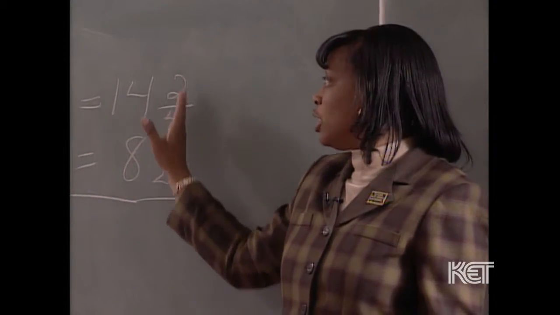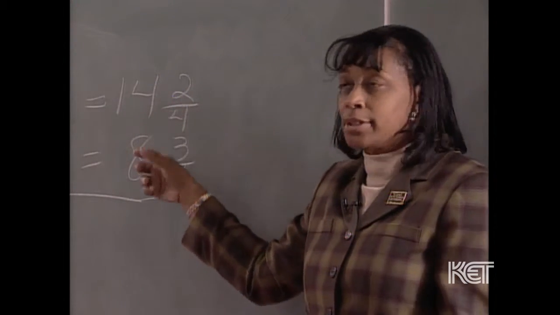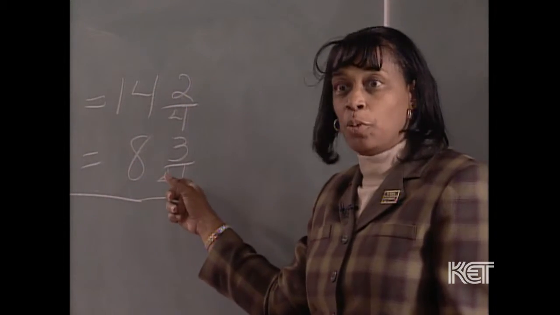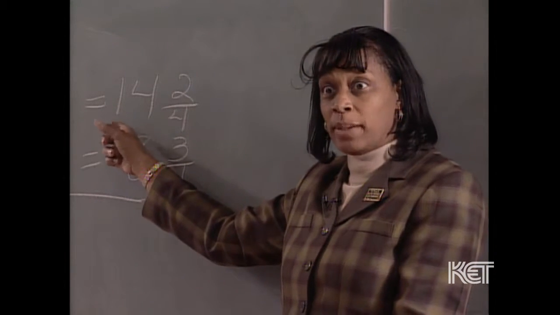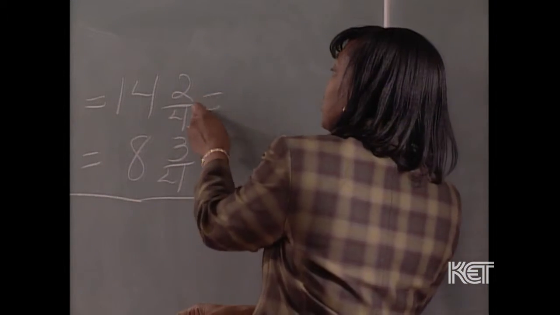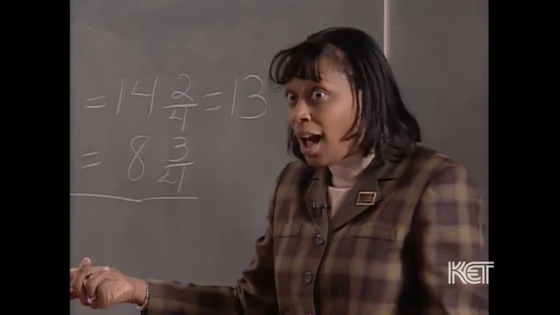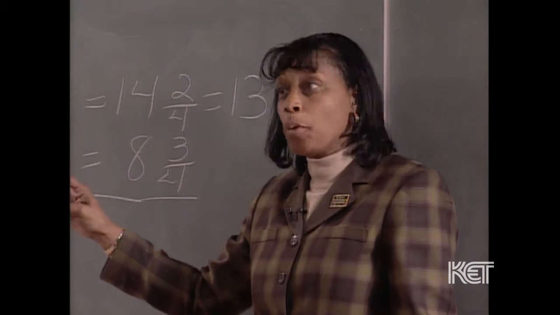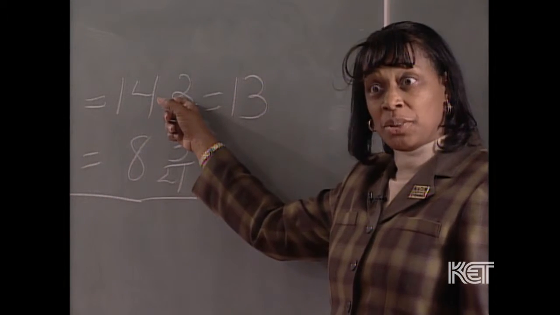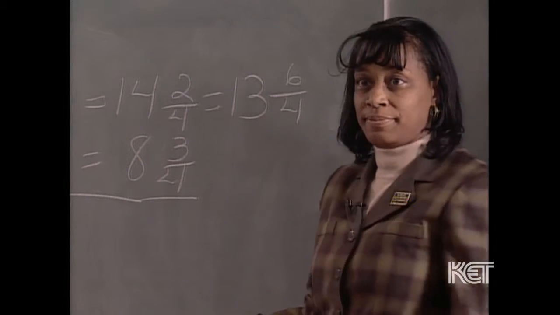But in the situation here, again, I'll go back to money. If you had 2 quarters and you owed me 3, what are you going to have to do? You're going to have to go get some change. So we're going to borrow 1 from the 14, make that a 13. What do you do to that dollar you borrow? Well, you make it change, 4 quarters. So I've got 4 more quarters added to the 2 I had here. 6 fourths.